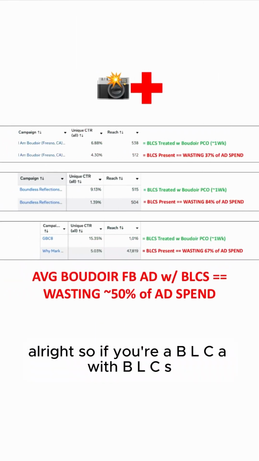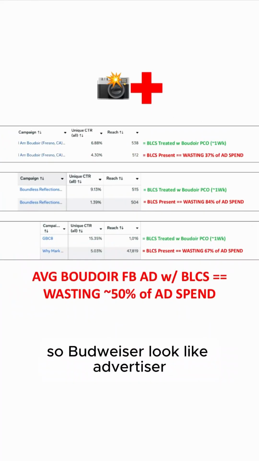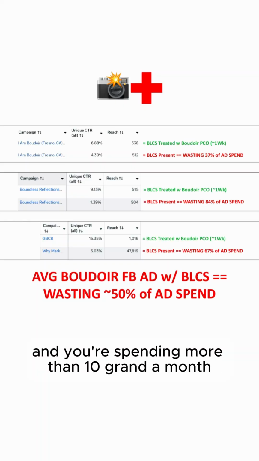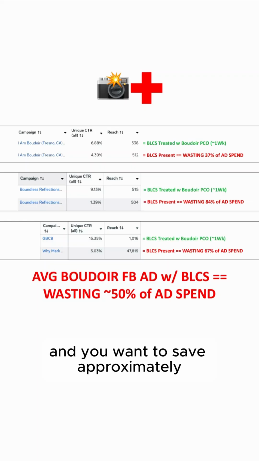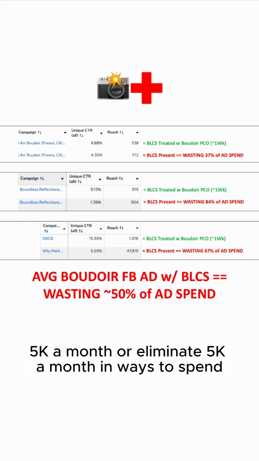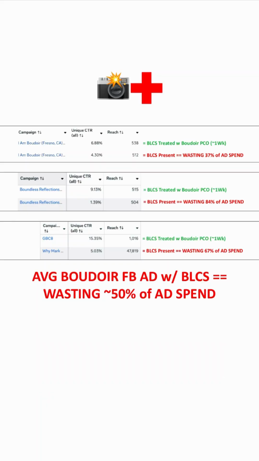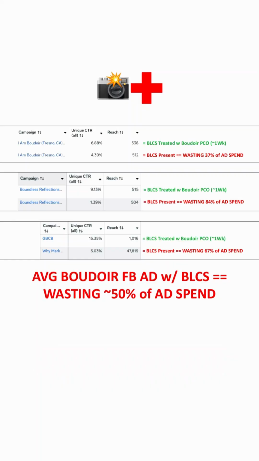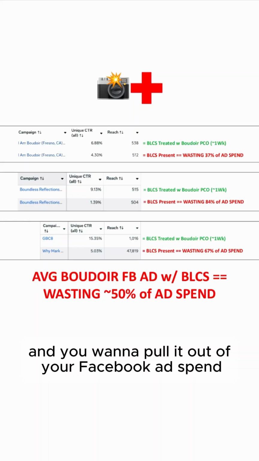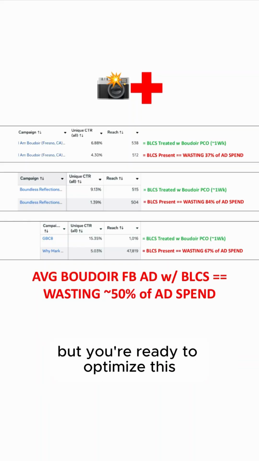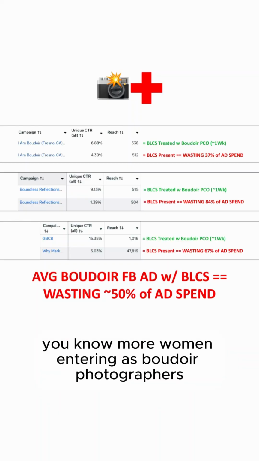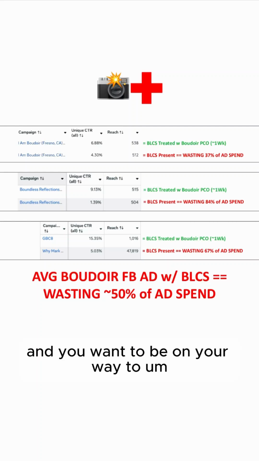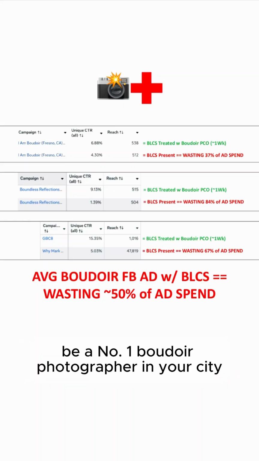All right, so if you're a BLCA with BLCS, so Boudoir low click advertiser with Boudoir low click syndrome, your unique CTR on Boudoir Facebook ads is under 6%, and you're spending more than 10 grand a month on Boudoir Facebook ads, and you want to save approximately 5K a month, or eliminate 5K a month in wasted spend, pocket that instead and actually keep, on average, like 60K over the next 12 months, and you want to pull it out of your Facebook ad spend because you've already optimized a bunch of other parts of your business, but you're ready to optimize this because you see more inflation, more women entering as boudoir photographers, setting up their Google business profile, so the market's going to get more and more saturated, and you want to be on your way to being the number 1 boudoir photographer in your city.